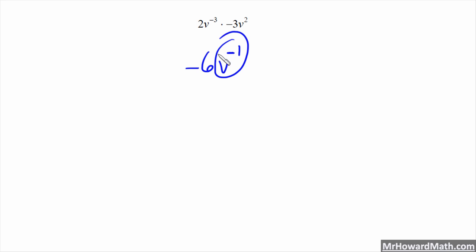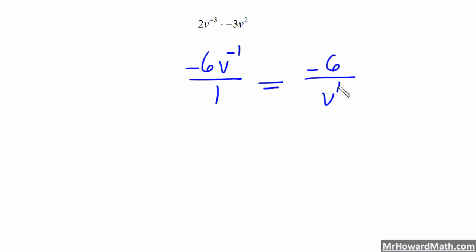We don't ever want to end with a negative exponent. So the way we fix negative exponents, if they're on top like this is on top, you could say that it's over 1 like this. We can always put anything over 1 and it doesn't change its value. That's okay to do. So if we have a negative exponent and it's on top like this, we take it to the bottom and make the exponent positive. So this would be equal to -6 over v to the first power. We do not have to write the first power because it's implied to be there, so we'll just take that out. So that would be -6 over v for that one.